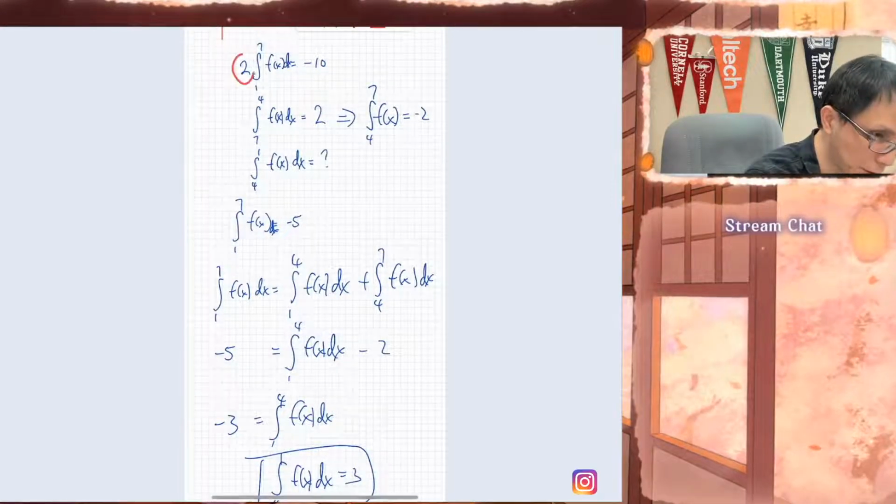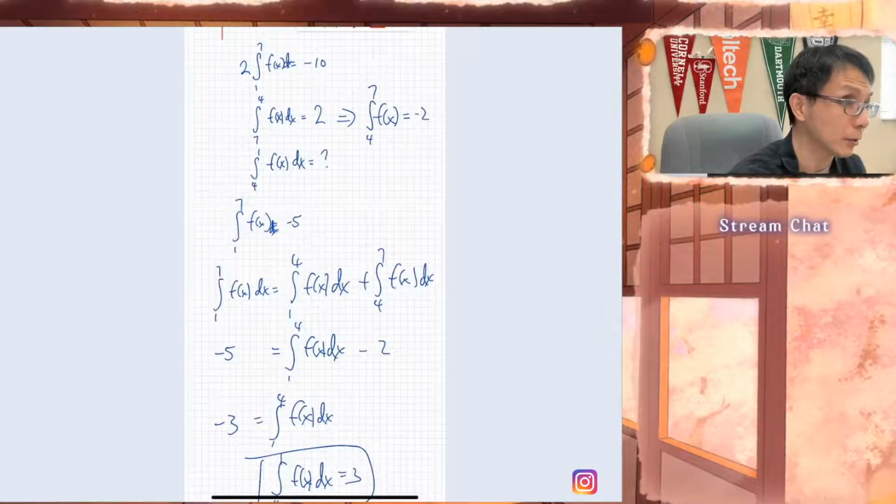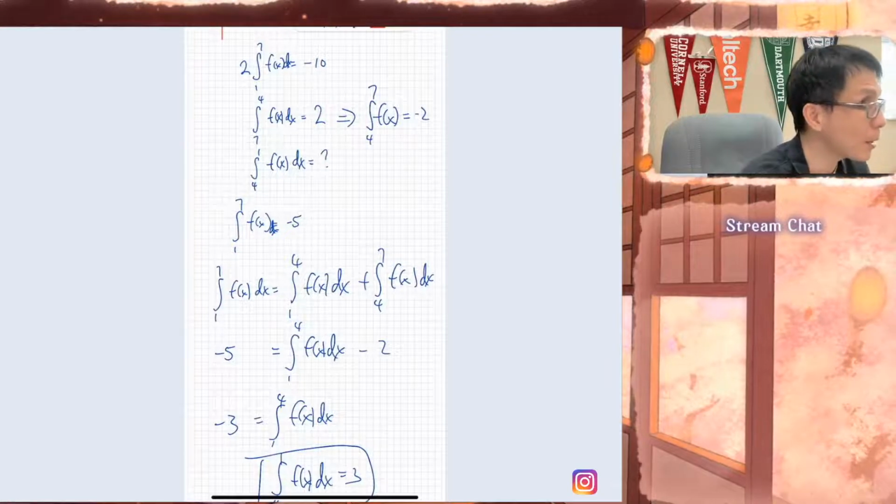So do you see that's 2 here? And I want to find out one integral. You divide them? Huh? You divide? You divide both sides by 2.